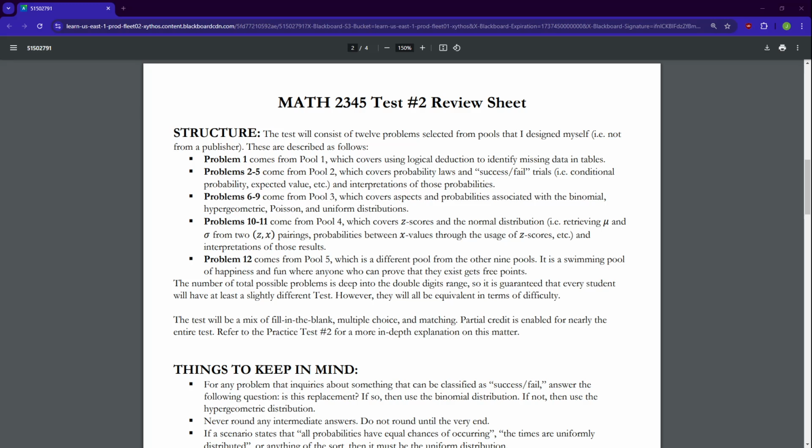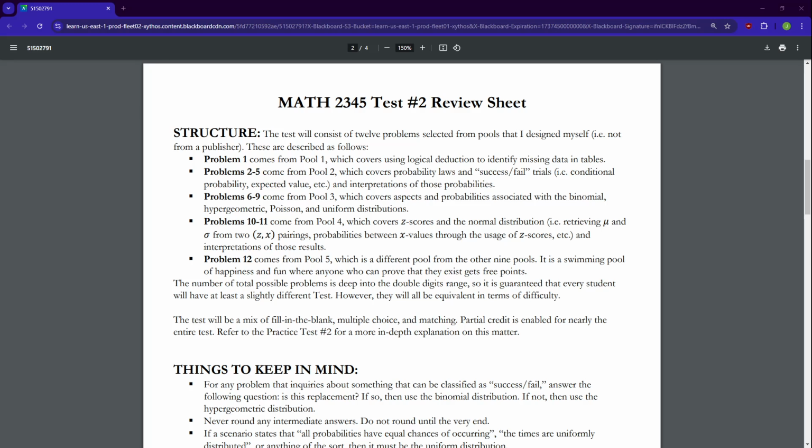What happens, Professor, if I get problem 6 wrong? Doesn't that mean I get problems 7, 8, and 9 wrong? My promise to you is not necessarily. Each problem will be set up such that even if you run into issues on one particular problem for a scenario, that will not necessarily mean that you're hosed for the entire remainder of that problem scenario.